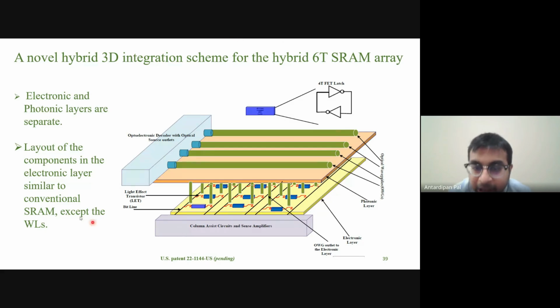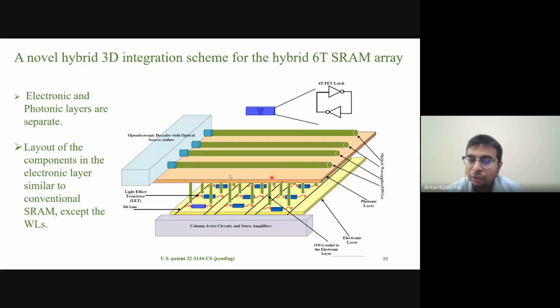Now these blue boxes are the four transistor cross-coupled latch. These are field effect transistors. Remember, we did not touch the field effect transistor cross-coupled latch, right? So they are there. Fine. These red guys are the LETs. These are the things which we incorporated inside the 6 transistor SRAM by replacing the conventional access transistors.